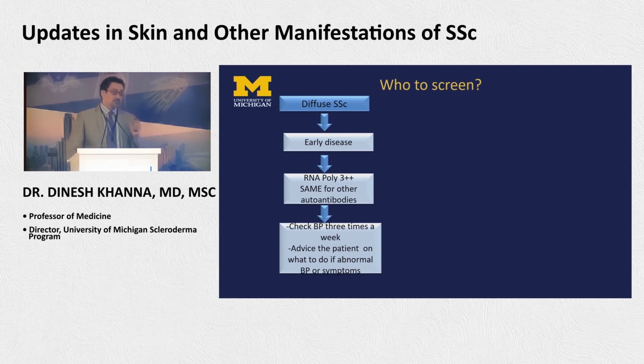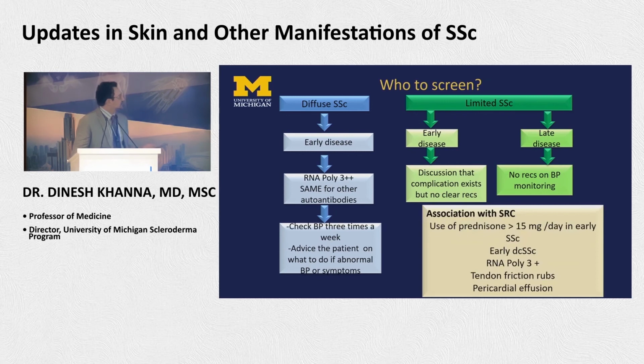So if you see a patient with early diffuse scleroderma and RNA polymerase III, educate them, teach them to do their blood pressure. In limited, there's a discussion, we tell people to do it, but it's not that I focus on. And these are associations with scleroderma renal crisis: prednisone of greater than 15, early diffuse scleroderma, RNA polymerase III, and if you see a patient with moderate pericardial effusion, those are the patients, if not overlap, who are likely to develop it.